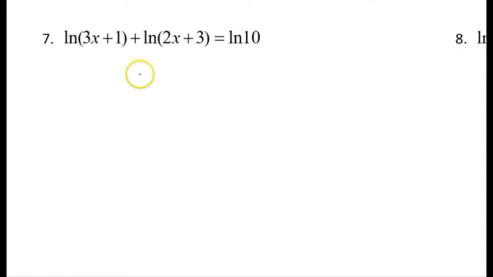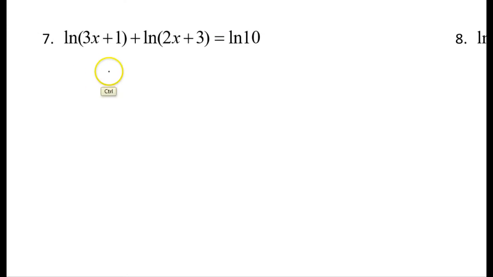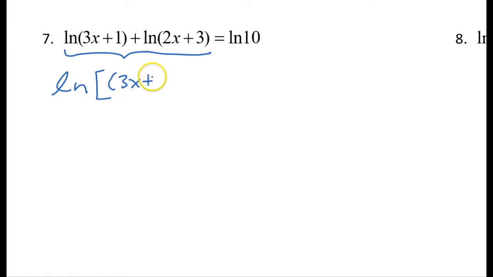In this video, I will show you how to solve a couple of logarithmic equations. Now, we can use the product rule to combine these two logs into one expression. The product rule says that if you have the sum of two logs, it will condense to a single log of multiplication. So addition condenses to multiplication. So this will condense to the natural log of 3x plus 1 times 2x plus 3.